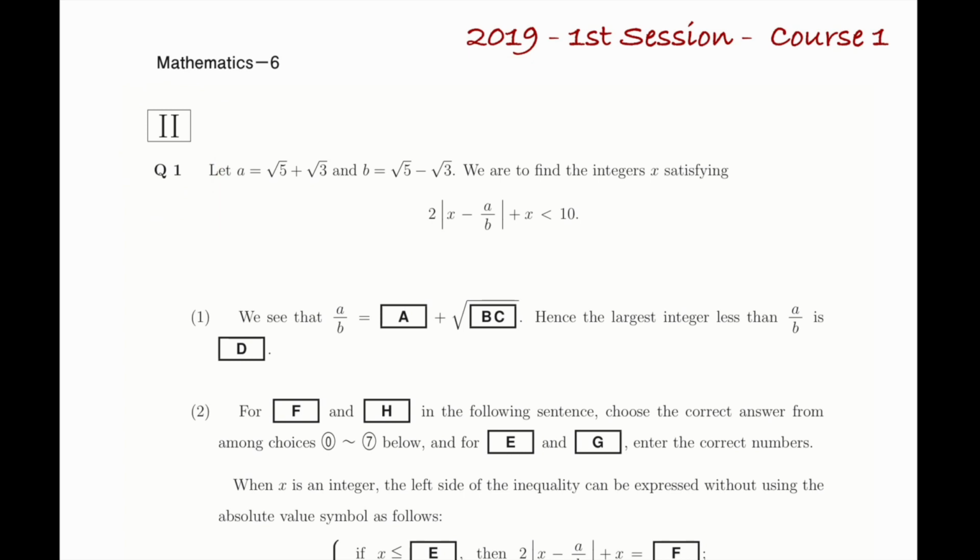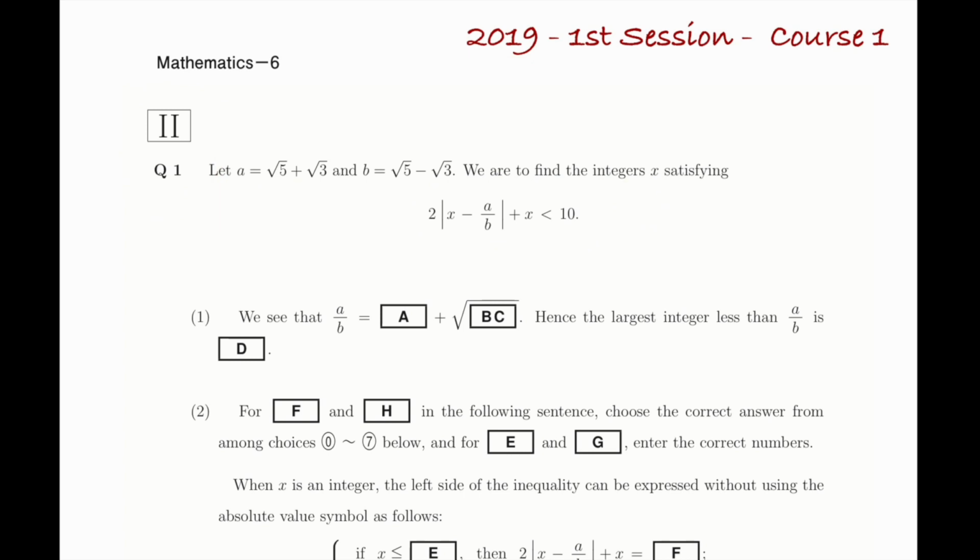Okay? In this question, we have a equals square root of 5 plus square root of 3, and b equals square root of 5 minus square root of 3. We are to find the integers x satisfying this inequality. So this is our objective, our goal of this question. We want to find the integers x which satisfy the inequalities below.